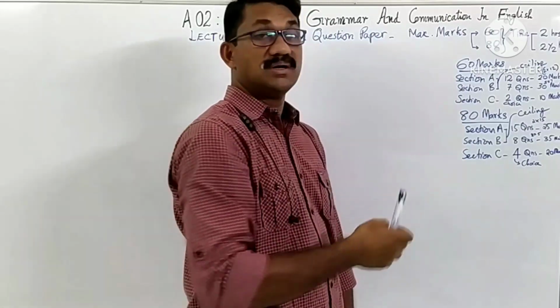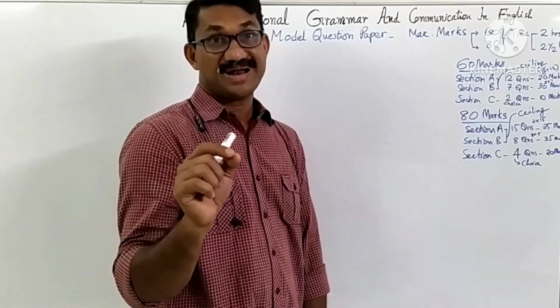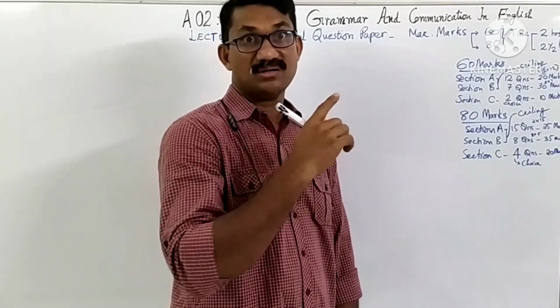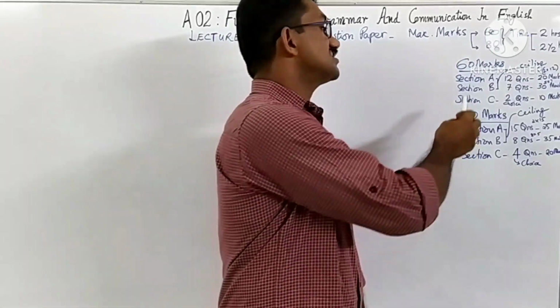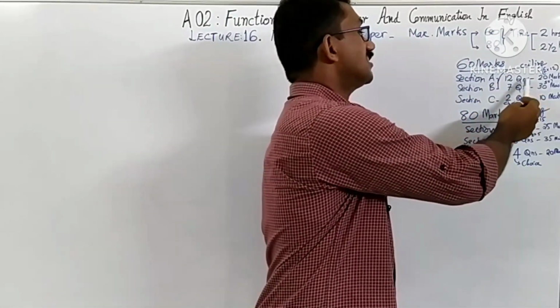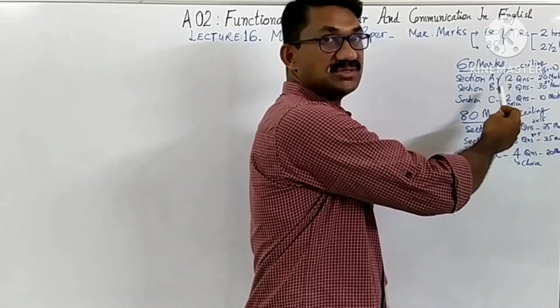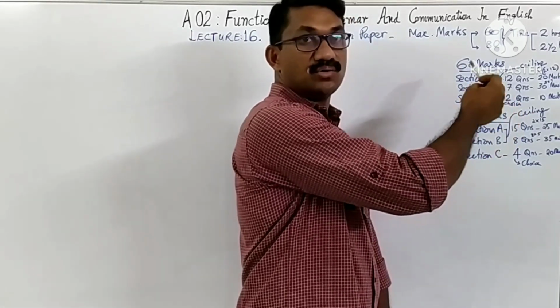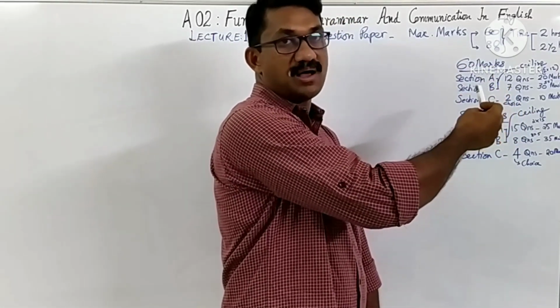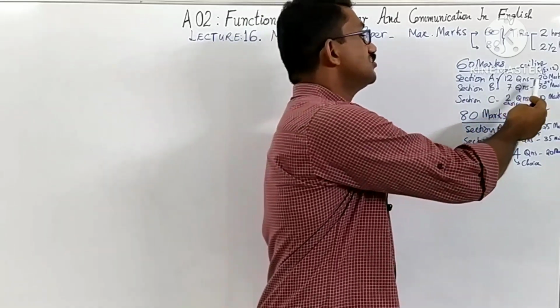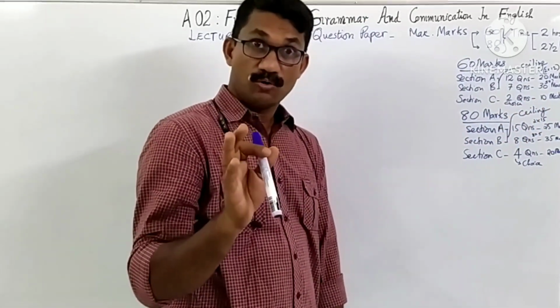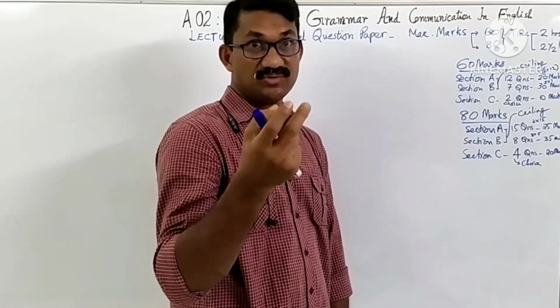Okay, so affiliated college students understand the maximum mark you can get in A02 is 60. Section A, you have 20 marks. You have to answer 12 questions. 12 questions carry 2 marks each, and the maximum is 20. Please answer all the questions, all the 12, so that you get the maximum.